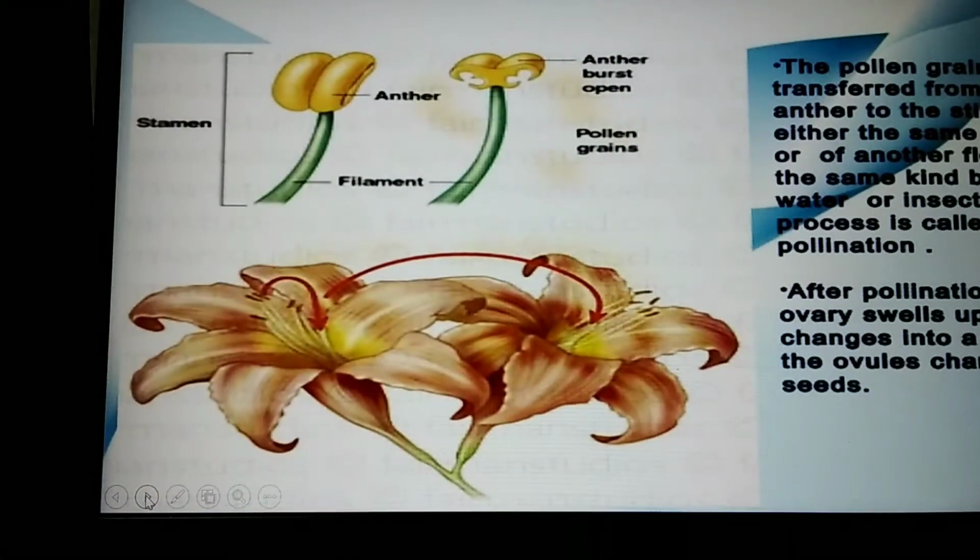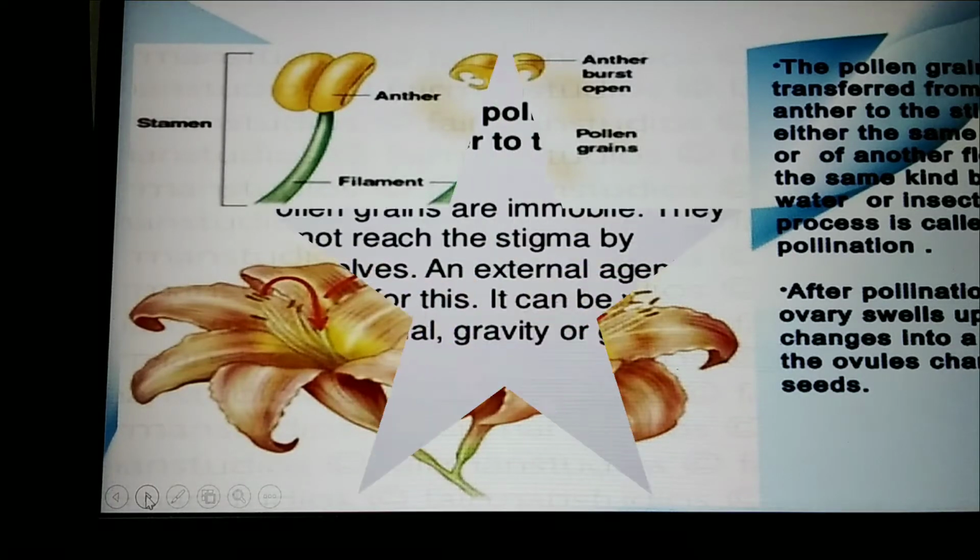What is pollination? Now, the pollen grains are transferred from the anther to the stigma of either the same flower or another flower of same kind by wind, water or insects. This process is called as pollination. After pollination, the ovary swells up and changes into a fruit and the ovules change into seed.